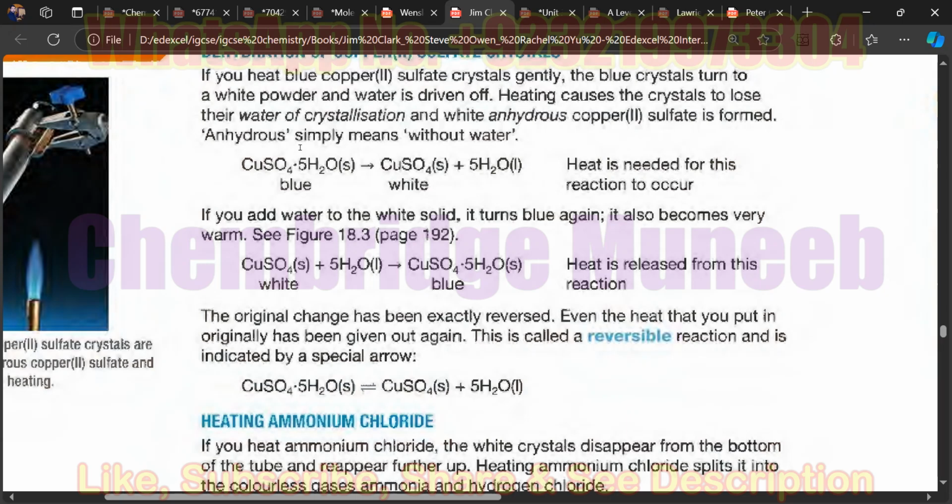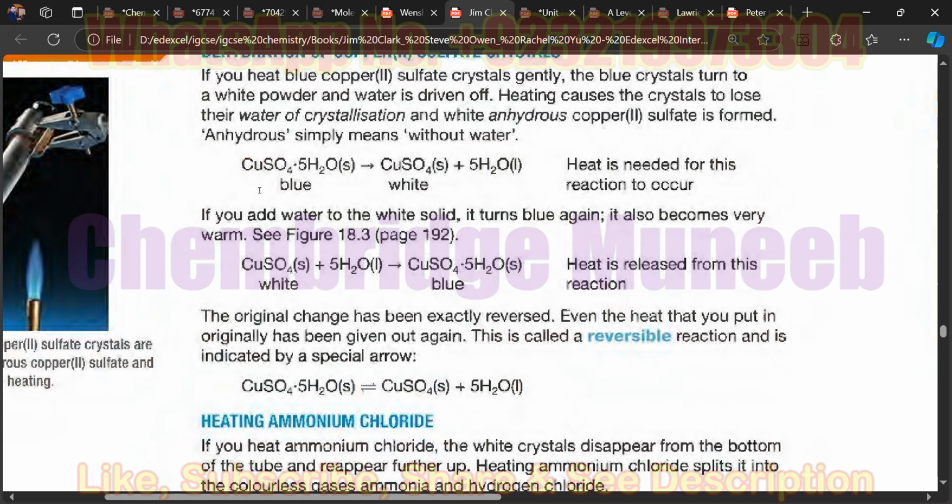It can exist in the hydrated form and in the anhydrous form. When it is in the hydrated form, the color of the copper sulfate is blue, and when it is anhydrous, it shows the white color. So on the basis of the color of the hydrated and anhydrous form, we can know that the reaction is going either in the forward direction or in the backward direction.